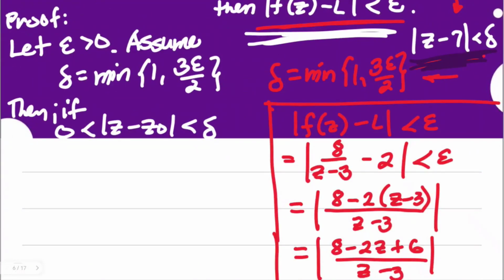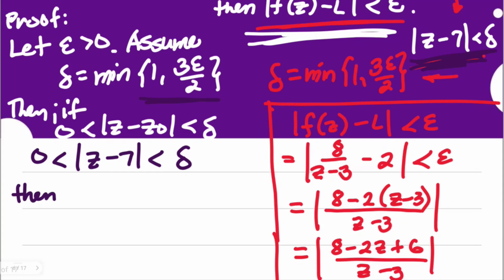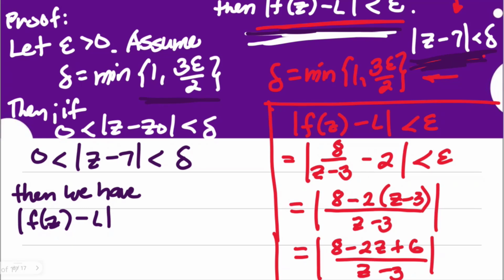So we'll have the absolute value of z minus 7 less than delta. And delta could take any of these two values. Okay? We just want that because then we have, this is the proof by definition. We would like to show that the absolute value of f of z minus L must be less than epsilon using some manipulations.